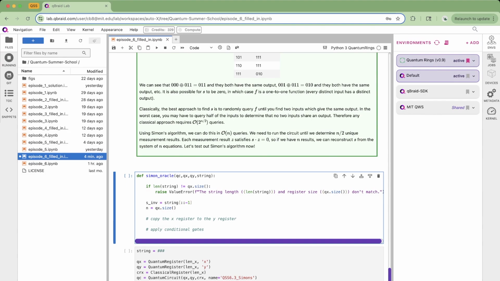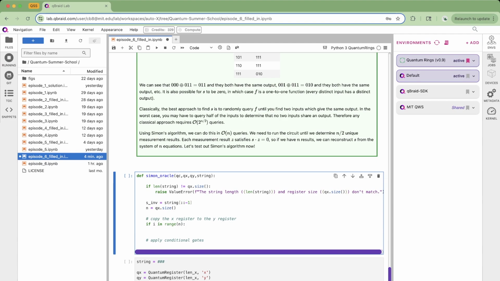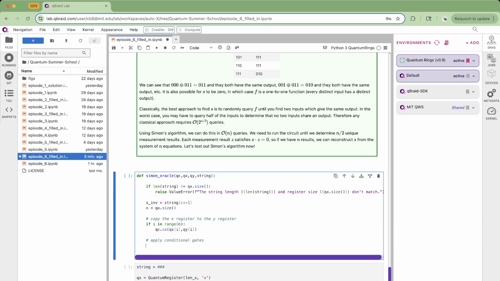Well, we can use the CNOT gate to do this. So we can loop through all the qubits in the register, and then we just use a CNOT gate to copy the state of that qubit down to the equivalent one in the Y register. And then we need to apply conditional gates.